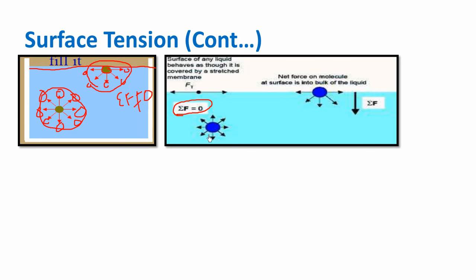So here this molecule has equal forces, but here we will have some resultant force which is acting in the downward direction, because we don't have the same force in the upward direction at the free surface. So this force we call surface tension. This is the force per unit length, because this force is acting along the layer. So this is only one dimension, so that's why we say it is per unit length.